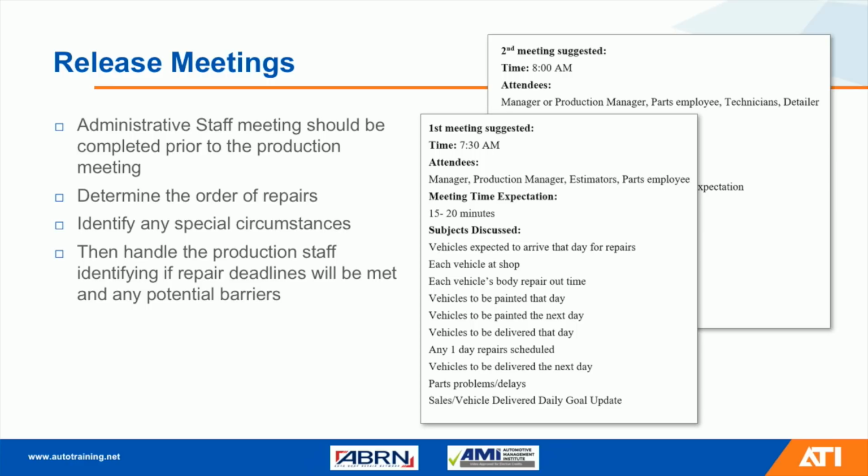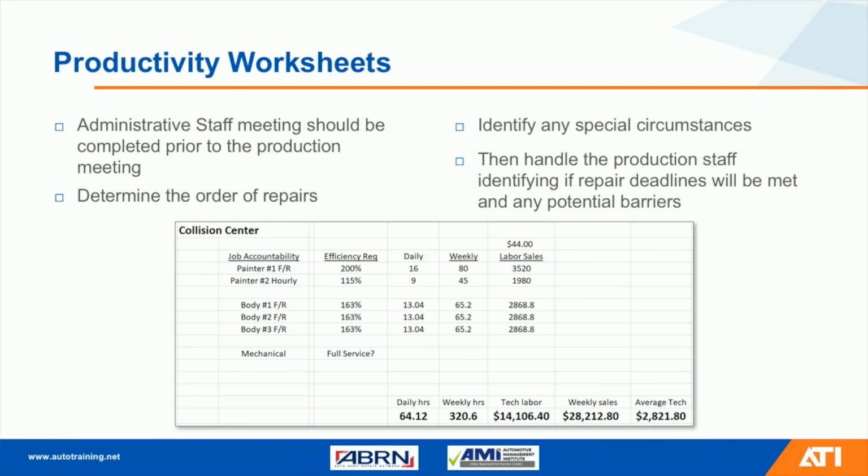And then we want to make sure that we're creating an environment where the production staff can meet any of the requirements that are set out by our customers. The administrative staff meeting should be, again, completed just prior to the production meeting. That will determine our order of repairs. It's going to tell us what vehicles have to come in that day, who's going to do them. And again, identify any special circumstances which have to be addressed so that if it's going to take longer than what's on the initial repair plan, we can identify that.